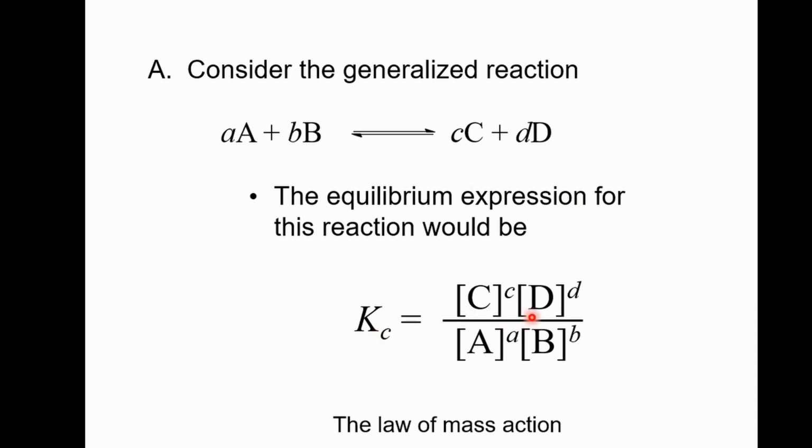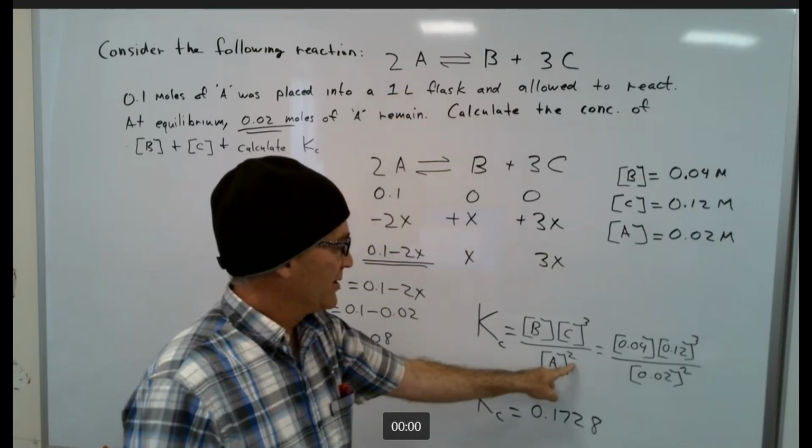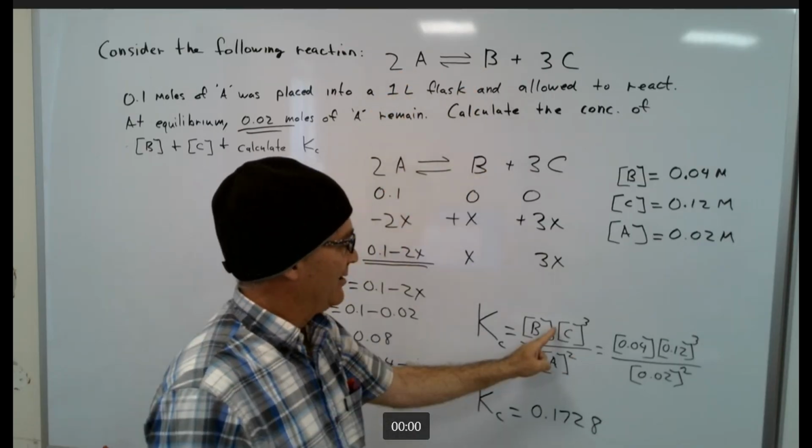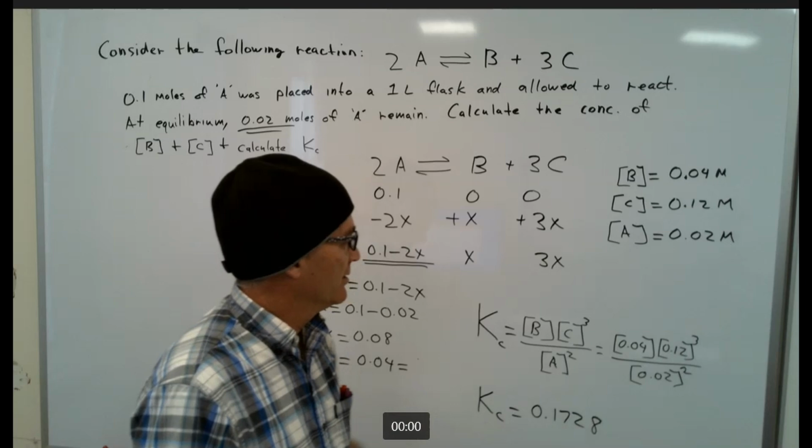Notice it's products, C and D, each raised to the corresponding coefficients, whatever we find there. And in the denominator, the reactants, so whatever coefficient we find in front of A here, we're going to raise the concentration of A to that coefficient. Whatever coefficient in front of B we find, we're going to raise B to that. Just like we did here. There's a 2 in front of A, so I squared A. Coefficient of 1, I raised that to the 1 power. Coefficient of 3, raise that to the 3rd power.